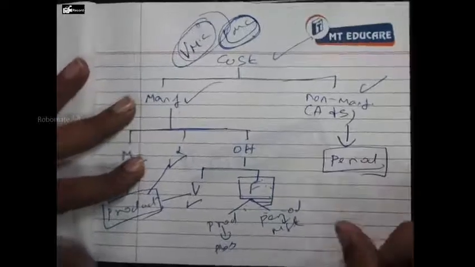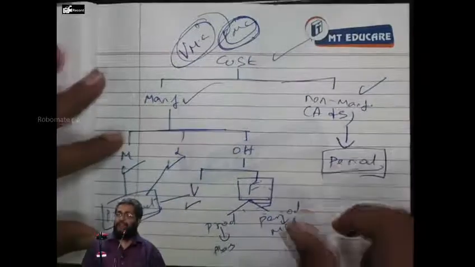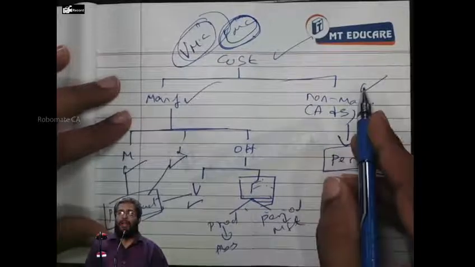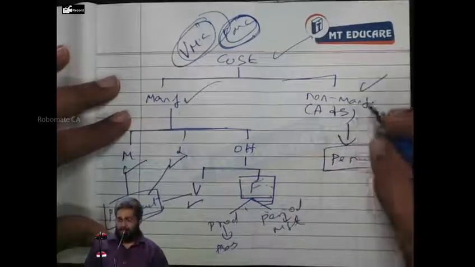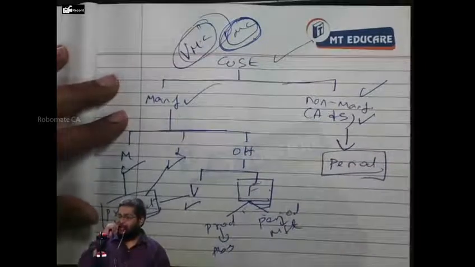Point number 3. In the central right, cost, branch it into 2: manufacturing, non-manufacturing. Non-manufacturing, if you want in brackets, is administration and selling. Non-manufacturing costs are administration and selling.